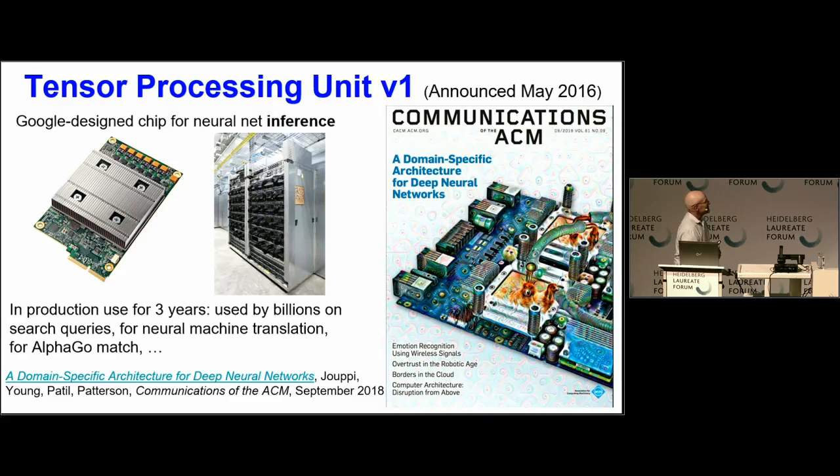So this is called the TPU from Google. This is the Tensor Processing Unit. It was announced in May of 2016, so just 2.5 years ago. If you use Google, you're using it, right? It's been in production for 3 years. It's used for queries. It was used to win the AlphaGo match. And it happens to be on the cover of this issue of the Communications of the ACM, the ACM flagship, if you want to learn more about it.